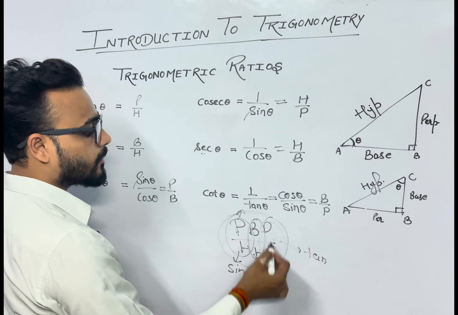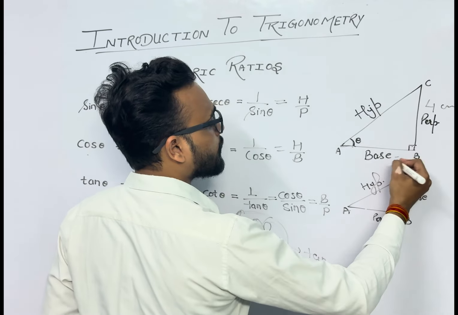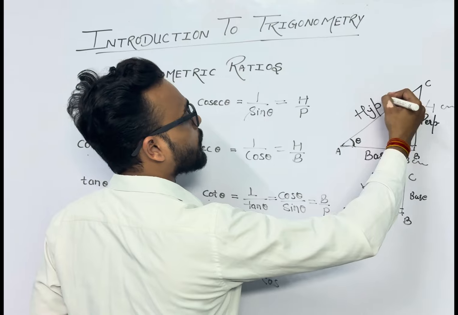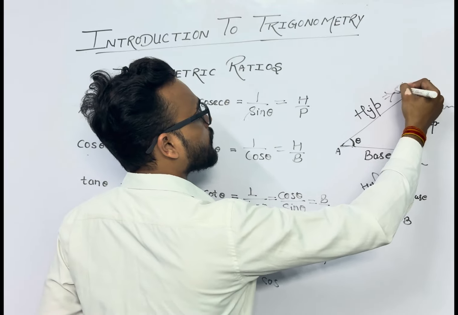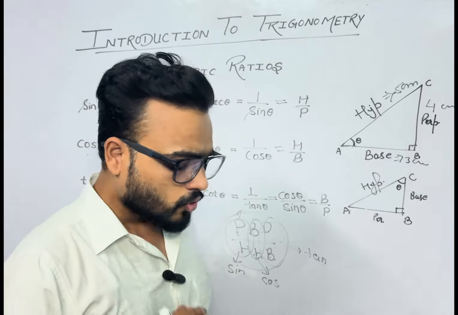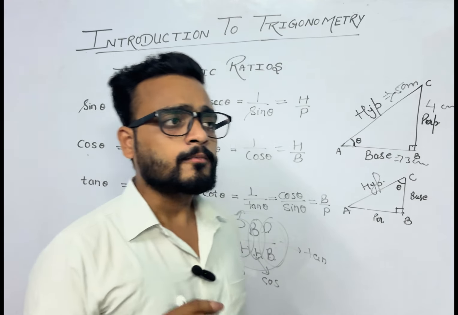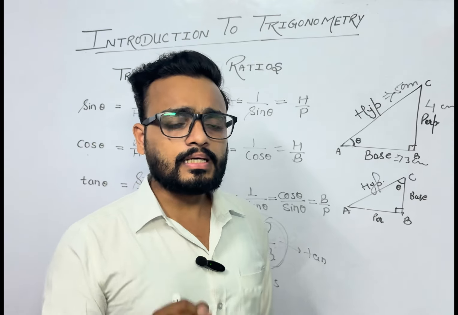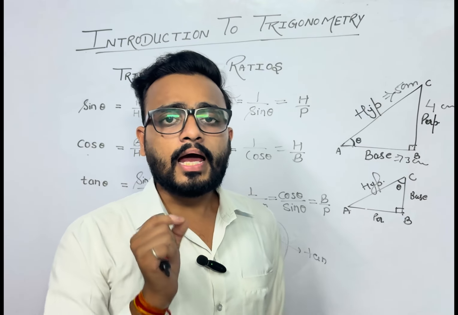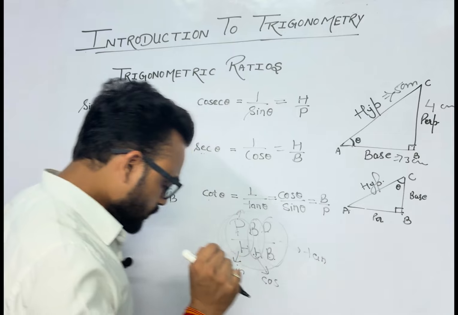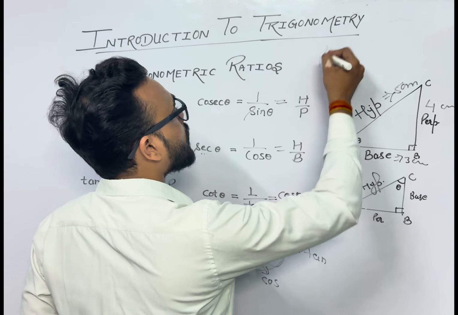If we take the three sides of our right angle triangle, perpendicular as 4 centimeter, base as 3 centimeter, and hypotenuse as 5 centimeter, these three sides are called Pythagoras triplets. What is a Pythagoras triplet? A Pythagoras triplet is a set of three sides to which the Pythagoras theorem applies.